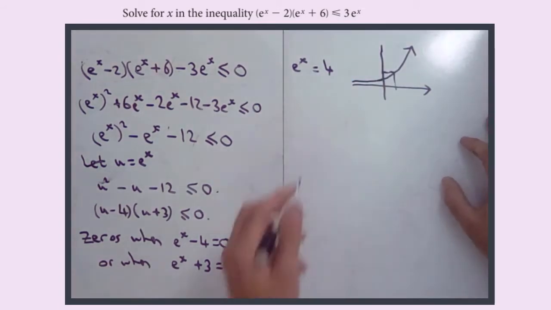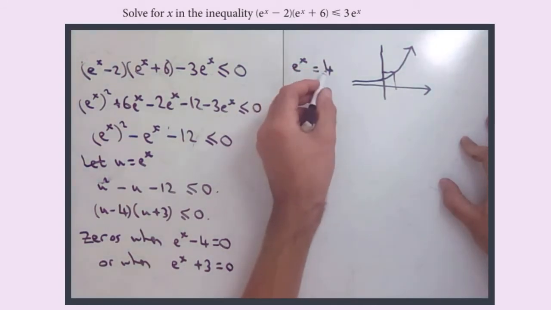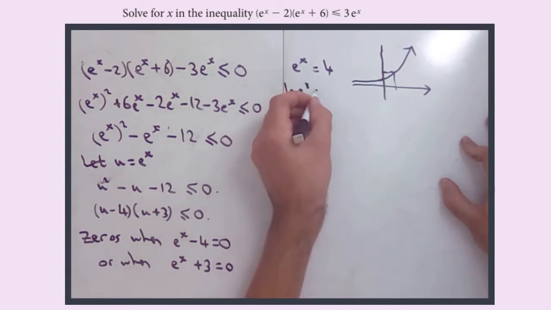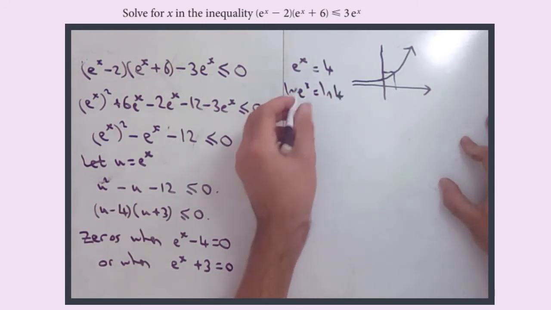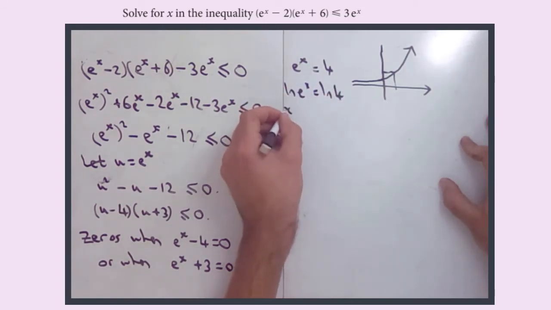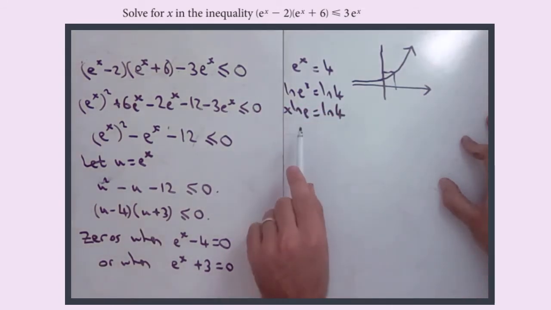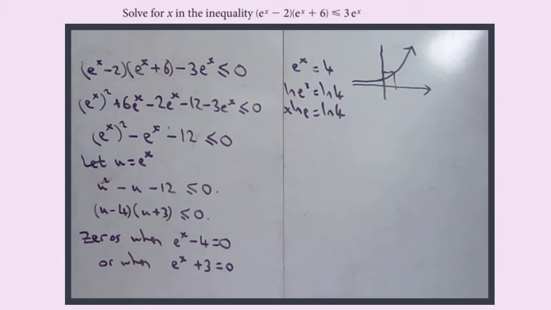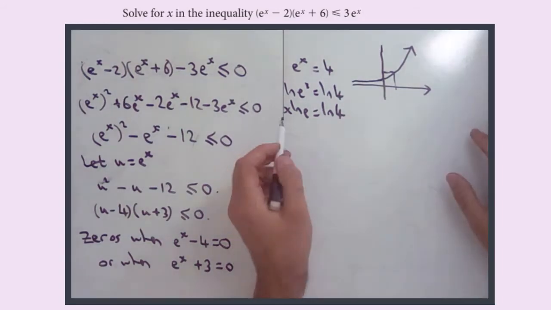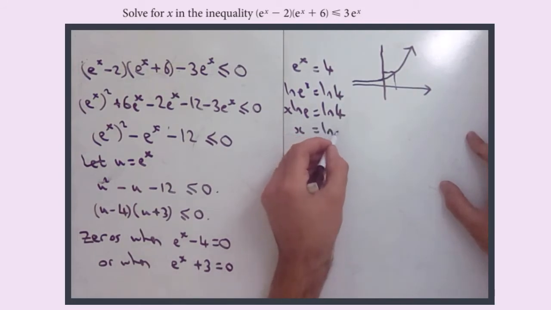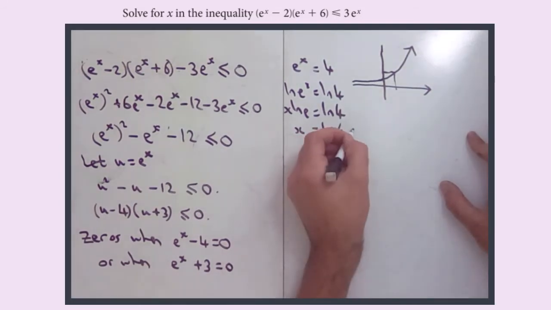For the second solution, by the way, if we solve this, we would take logs of both sides, so ln of e to the x equals ln 4, so that would be x ln e equals ln 4. We should know by now that ln e is 1, because it's the power you raise e to in order to get e, which is e to the 1. So x equals ln 4, and that is a 0.